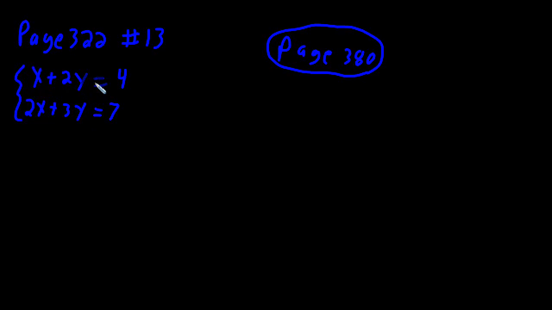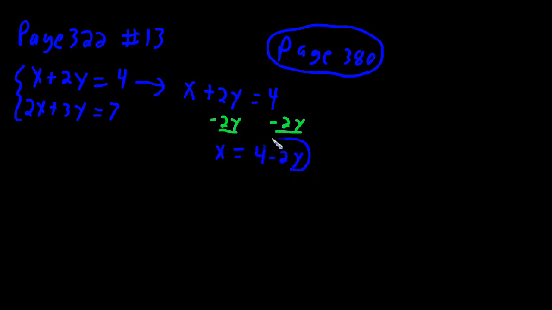So this top equation here, it would be real easy to solve it for x. All we have to do is subtract 2y from each side. And then I'll have that x equals 4 minus 2y. So I've solved the top equation for x, and that's what the first step says to do.